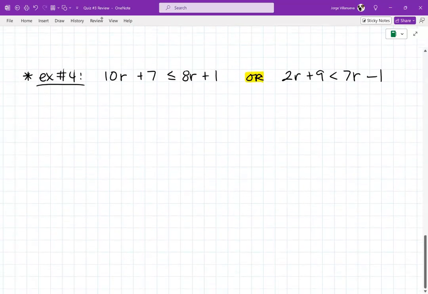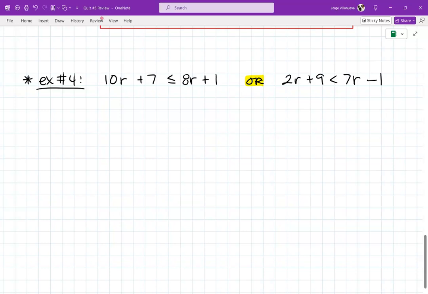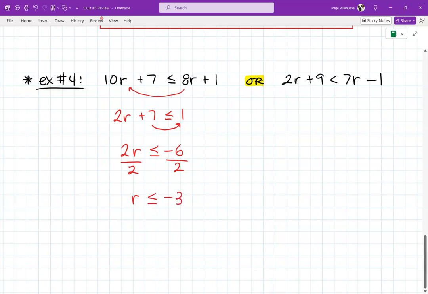So here we go. Let's solve. First one, let's combine like terms. I'm going to move the 8R over to the left. So let's do that. That gives me 2R plus 7 is less than or equal to 1. Remember, it becomes a 2R because the positive 8R becomes a minus when I move it over. So that becomes a 2R. Now let's move the positive 7 over to the right. That becomes a negative 7. So 1 minus 7 is negative 6. Now I'll divide both sides by 2, right? So dividing both sides by 2, I get R less than or equal to negative 3.